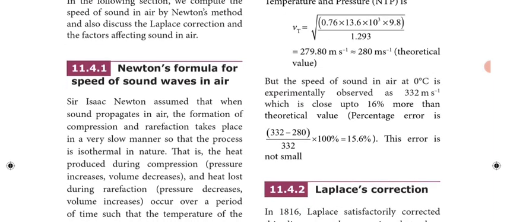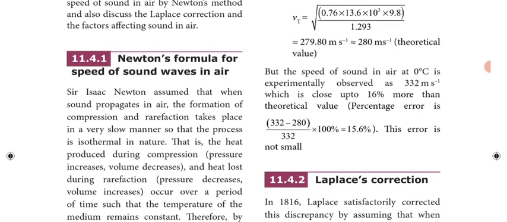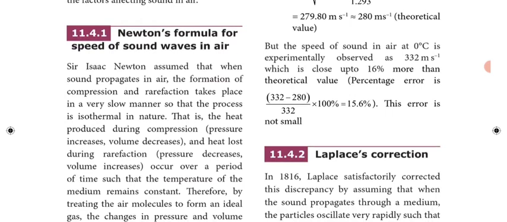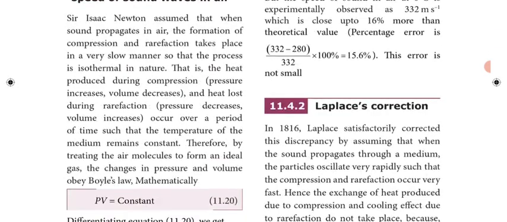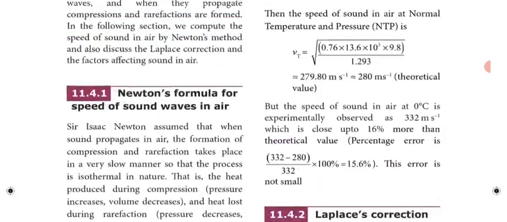It's a theoretical value. But the speed of sound in air at 0 degree Celsius is experimentally 332 meter per second, which is about 16% more than the theoretical value. Okay, so that is the percentage error. This error is not a small one. Understood?